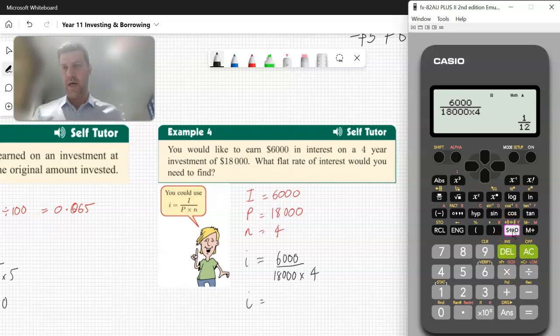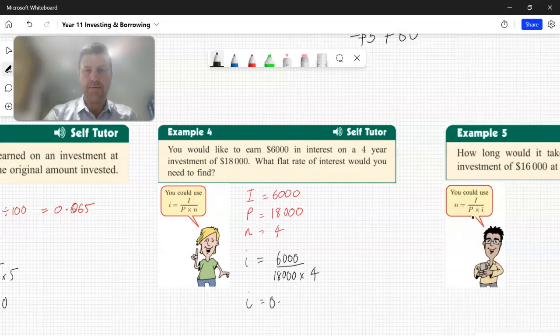And convert that to a decimal, so it's 0.083. Now, remember that's in decimal form, so I'm going to convert that back to an actual percentage for the rate. So times that this time by 100, which gives me an interest rate of 8.3% per annum per year.